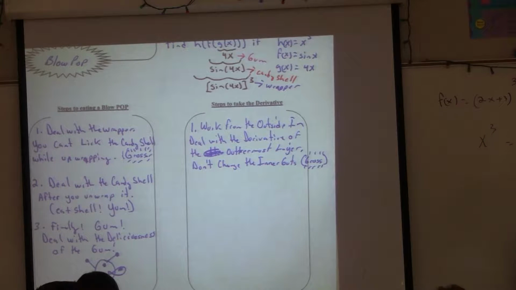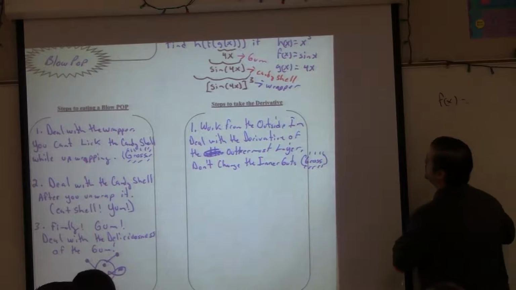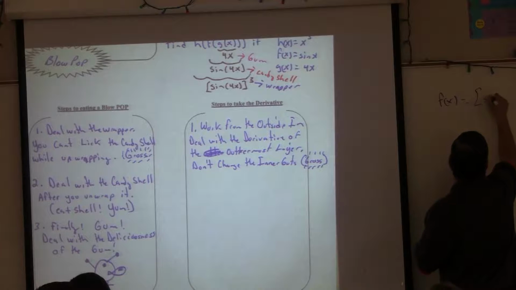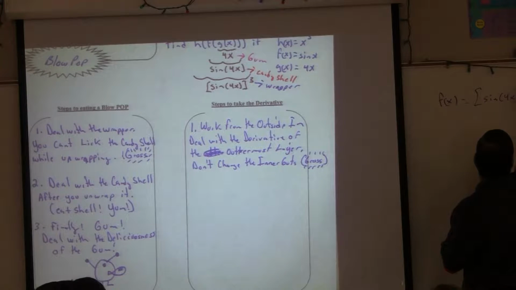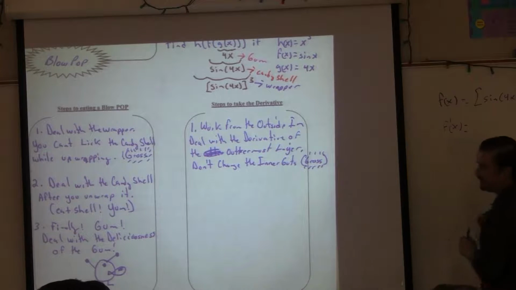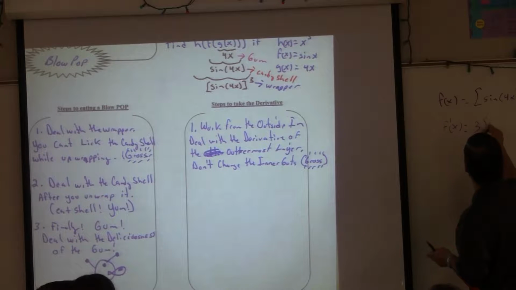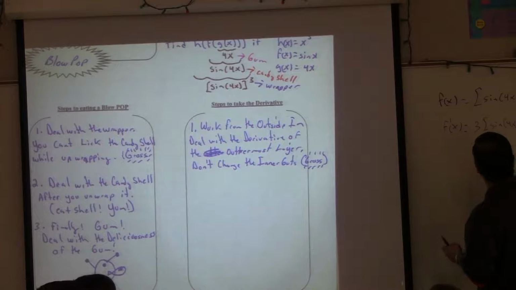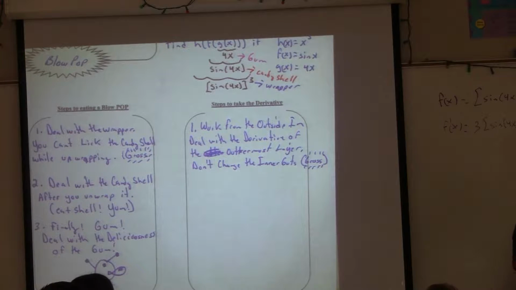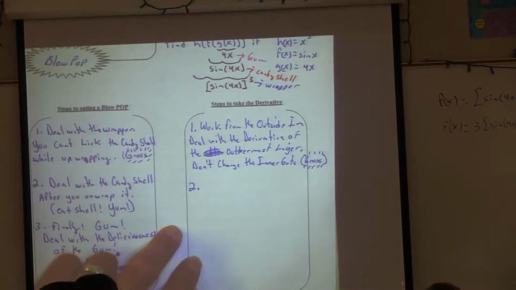squared. You understand? Yes? Alright, let me write that down so we can work it out as we go. So we had sine of 4x to the third. So my derivative should start off like we said, the derivative of the outermost layer. So 3 sine of 4x, right? Squared. Are we okay? Everybody understand that first step? Yes. Second step, what do you think we're going to do?